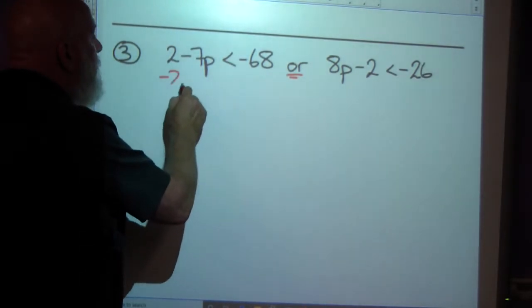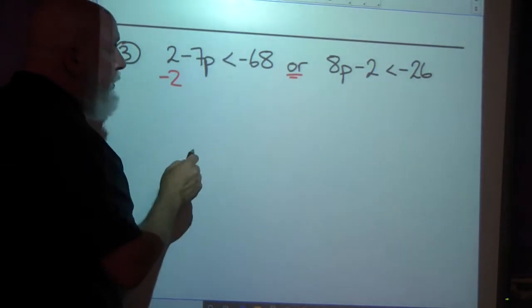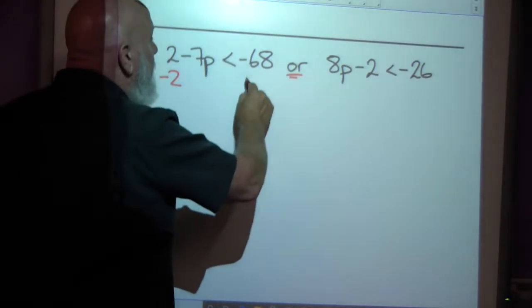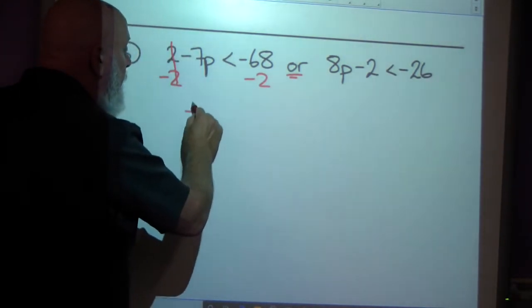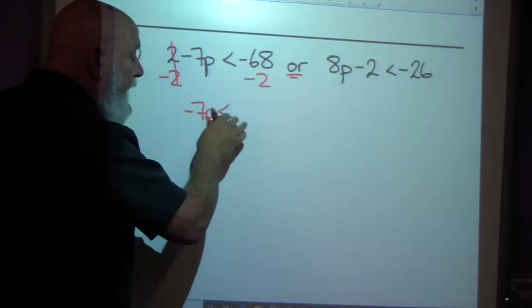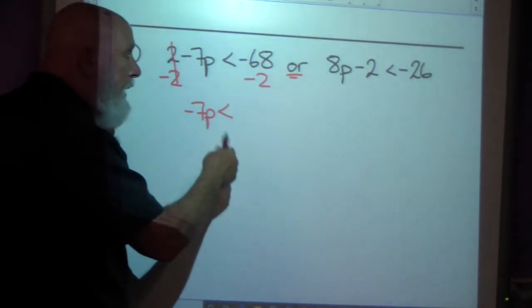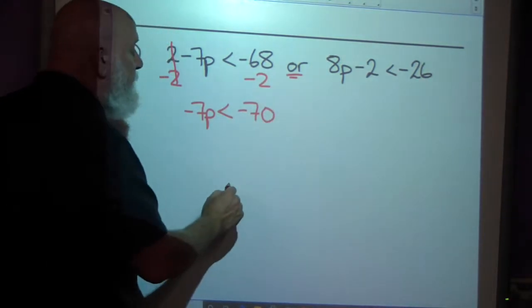Here we go, I'm subtracting 2 and then dividing by -7. When I divide by -7, that will change the direction of my inequality. So I'm subtracting 2, rewriting my inequality, -7p comes down. I don't change my direction yet because I haven't divided by a negative yet. Only when you multiply or divide by a negative. These are the same sign, so I add and keep the sign.